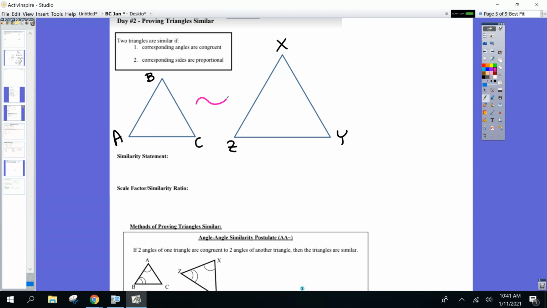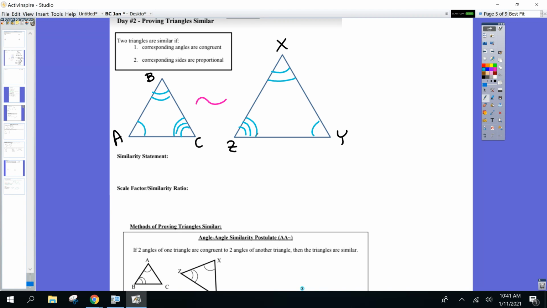So if those triangles are similar, I just mentioned corresponding angles are congruent. So I'm just going to mark a couple here for you. B is congruent to X. And then we already know the remaining two are congruent, but just to show you. Okay? So if two triangles are similar, corresponding angles are congruent.